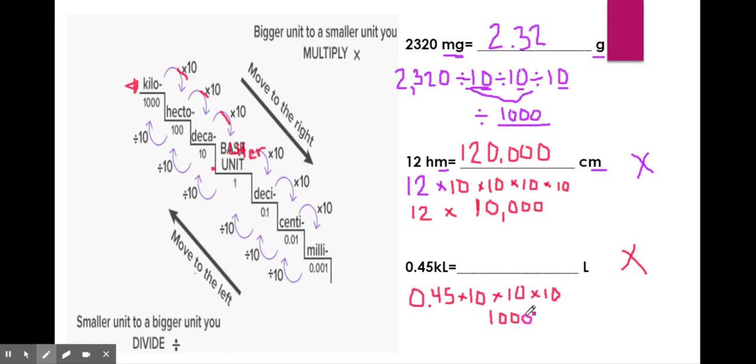And when we multiply 0 and 45 hundredths times 1,000, what would we get? Take a moment and pause your video and try it out. You should have gotten 450. So 0 and 45 kiloliters is equivalent to 450 liters.